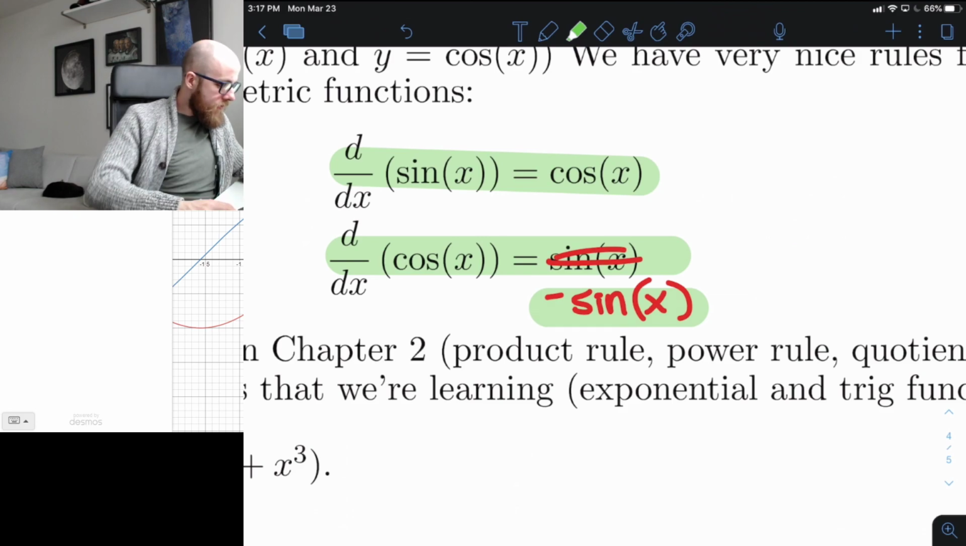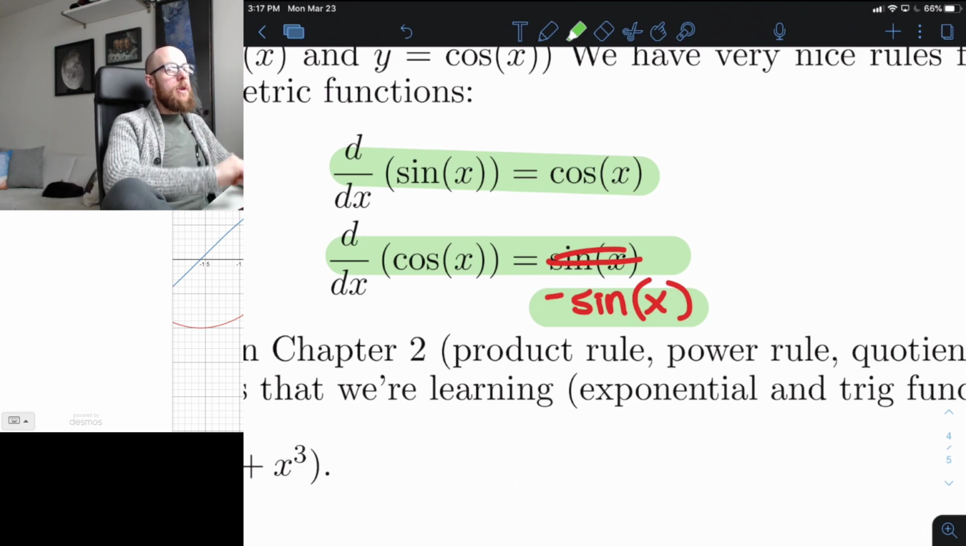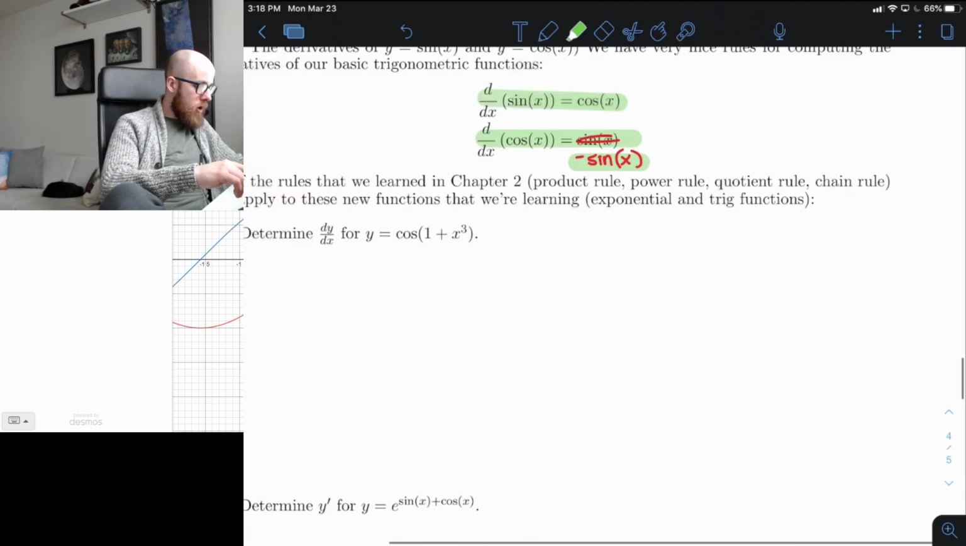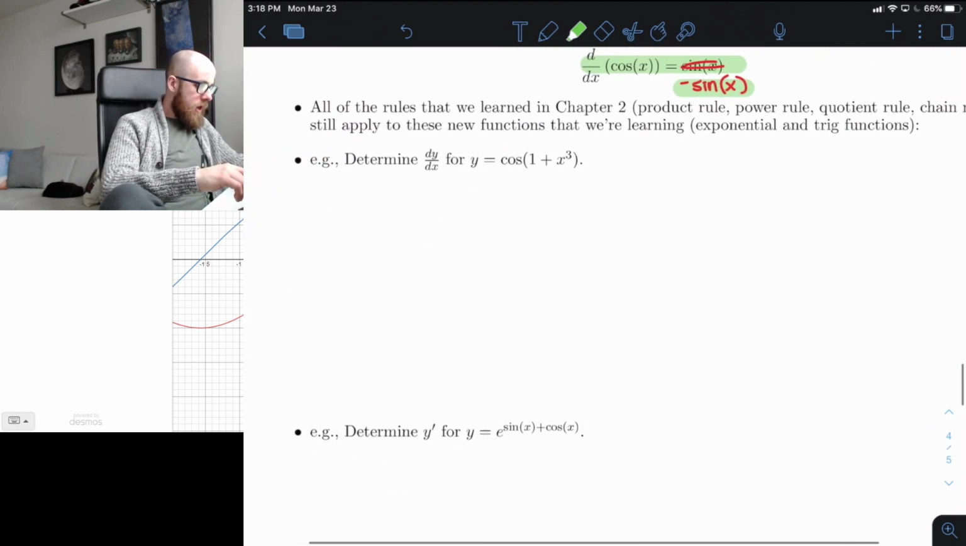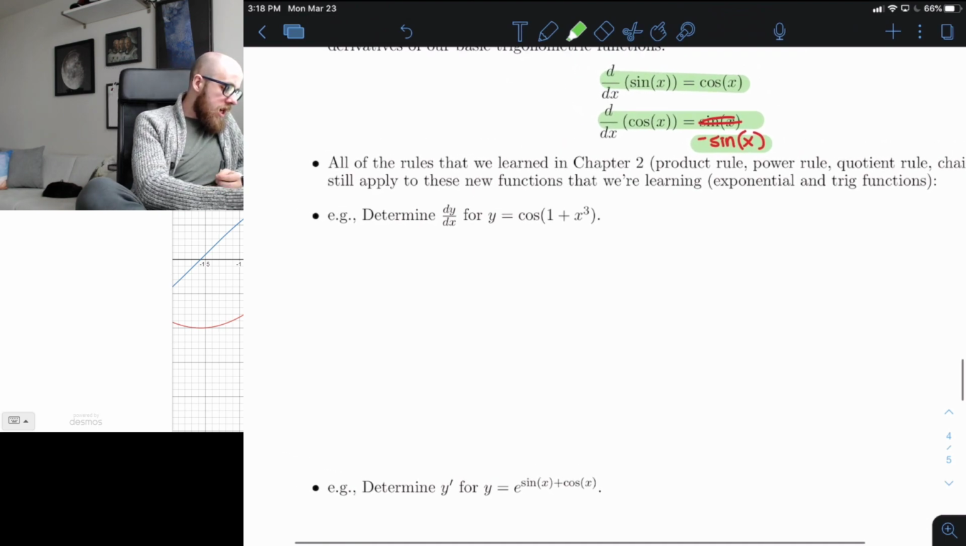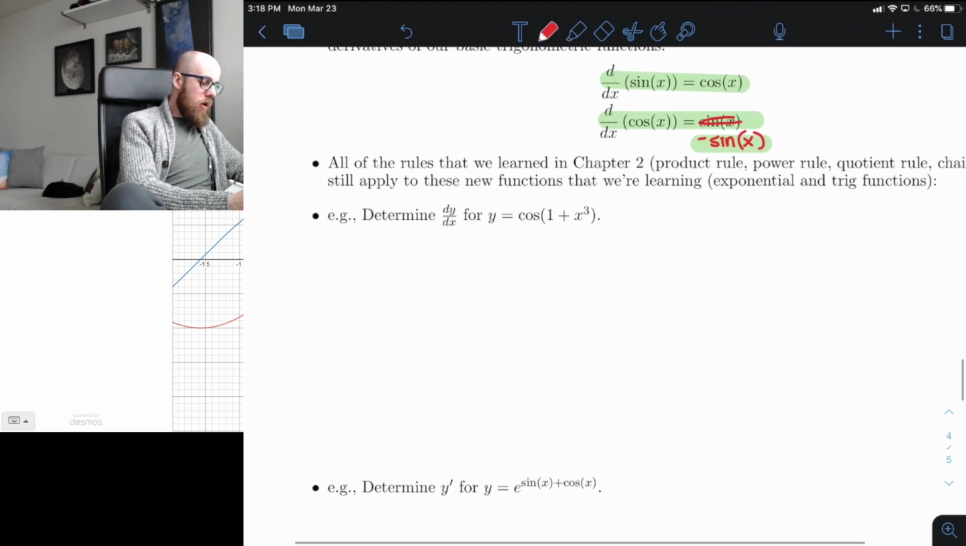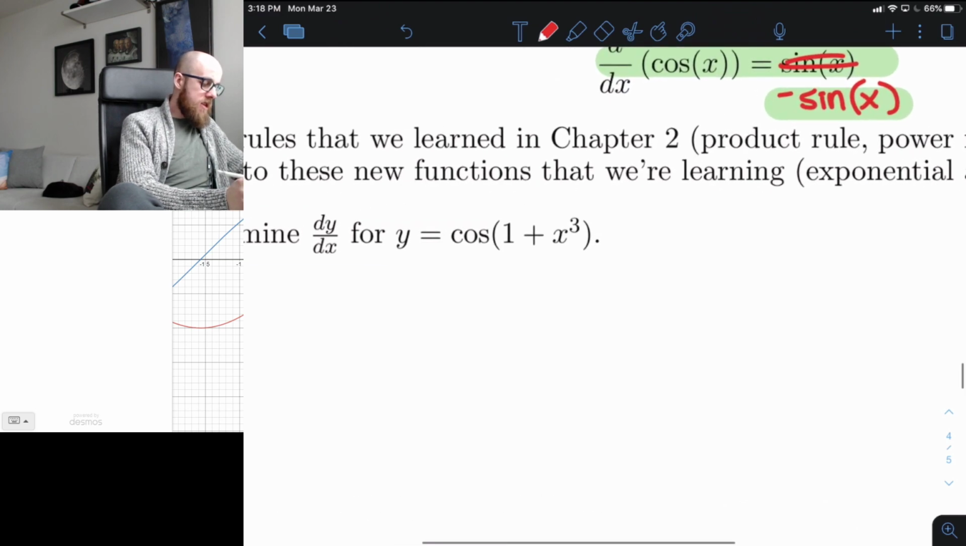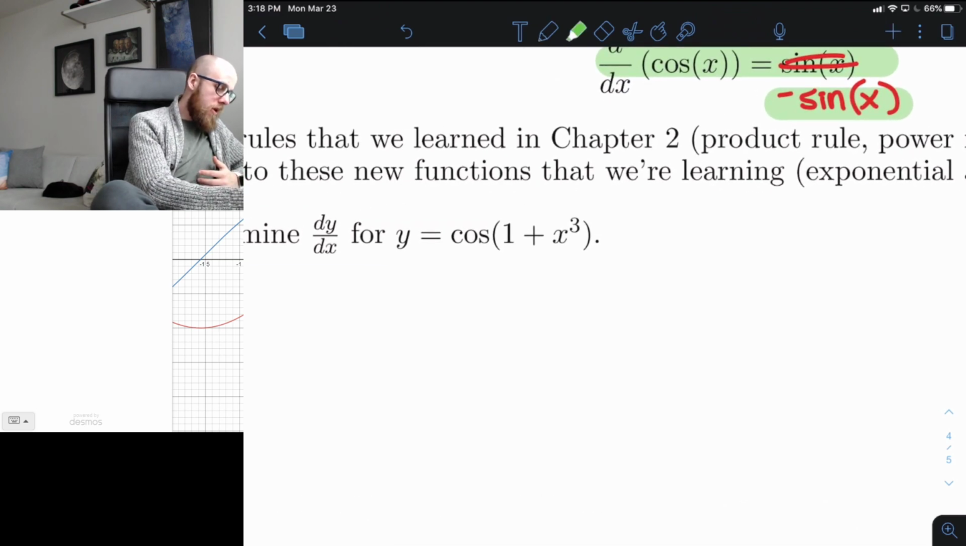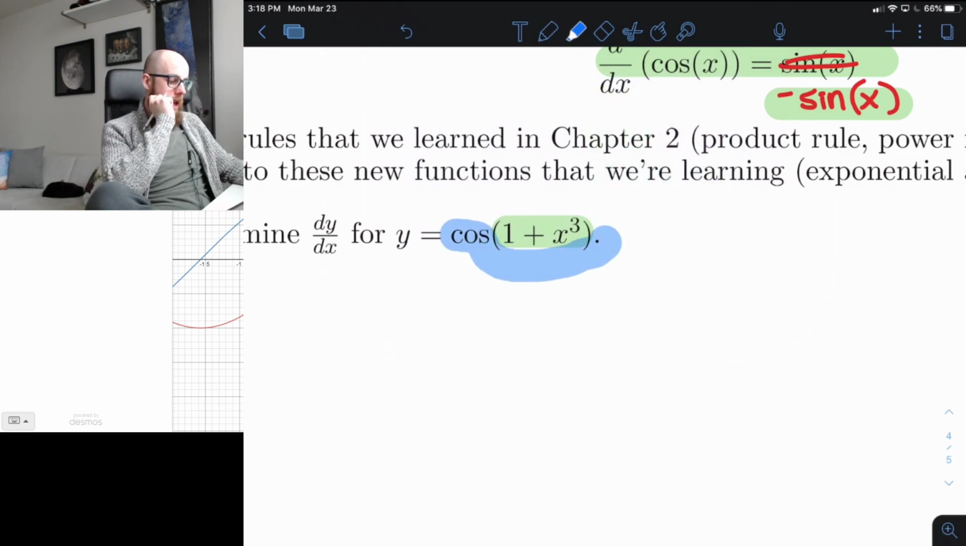All right. And so I know we went through a few examples on the day before break, but let's do 1 or 2 more here, just some quick ones. So determine the first derivative of cosine of 1 plus x to the power of 3. For this one, we have an inside function as well as an outside function. And so that tells us that we're going to have to use chain rule, because we have an inner function and outer function.